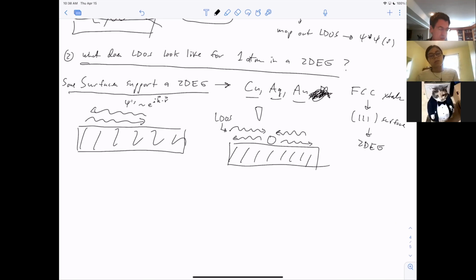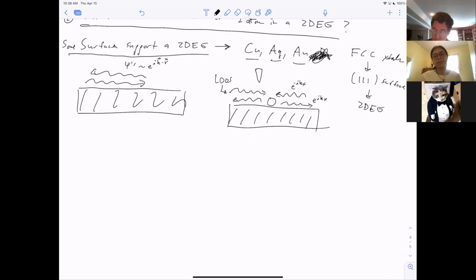But what we want to do now is actually derive it using quantum mechanics. You can already imagine what it's going to look like, because it's going to be like a standing wave. This one going to the left looks like e to the minus ikx, and this one going to the right looks like e to the ikx. When they add up, they give me a standing wave, which is a sine kx. So that's intuitive, but let's not just do hand waving. Let's actually derive the local density of states.